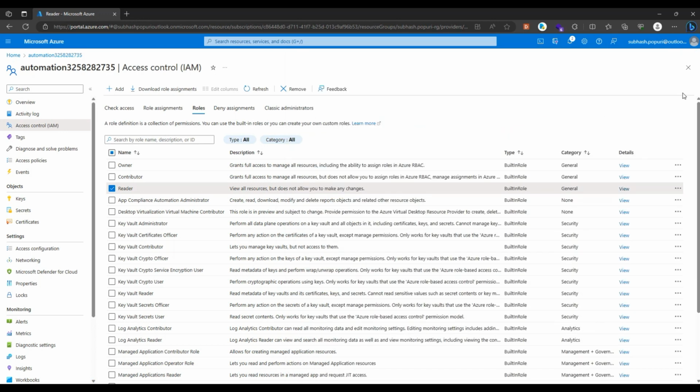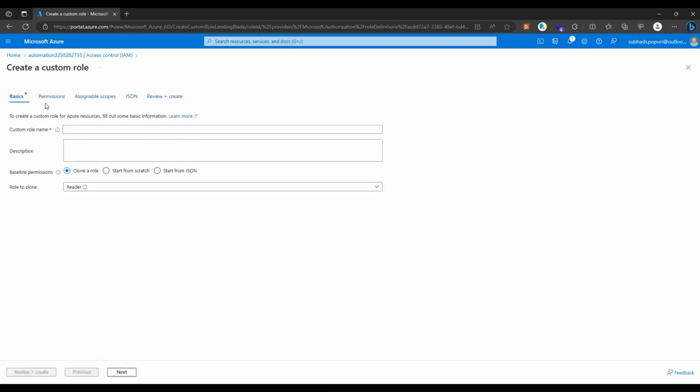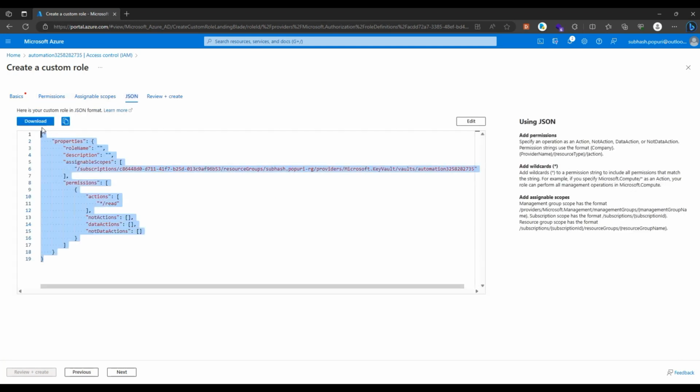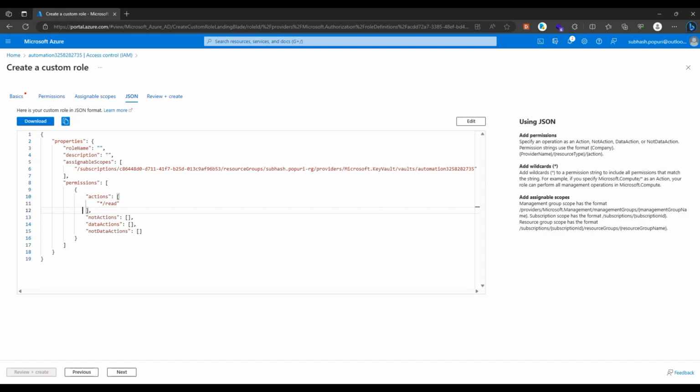Now, if you would want to replicate it and probably create a fine-grained principle, you would just click on clone, and you can see the JSON. You can update the JSON part, and you can create a fine-grained access control, which is what anyone would recommend for an enterprise which is mature.